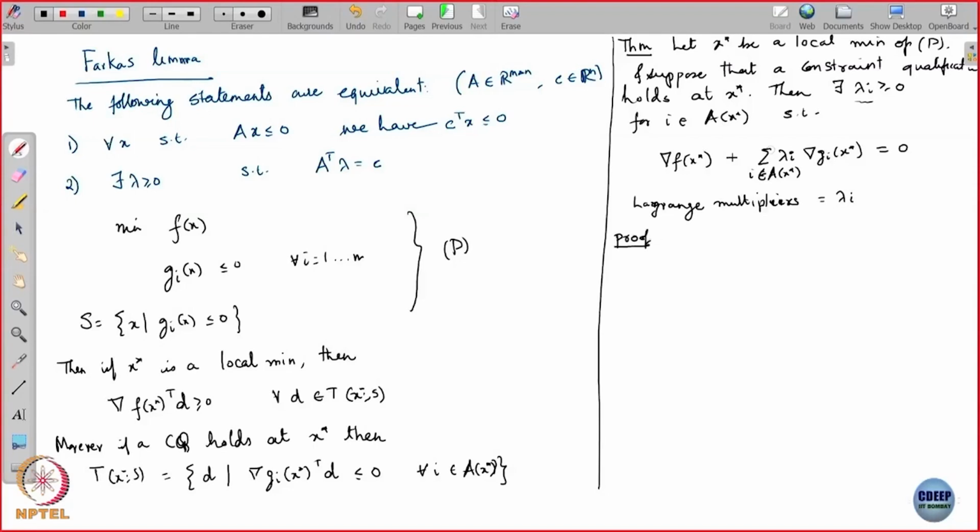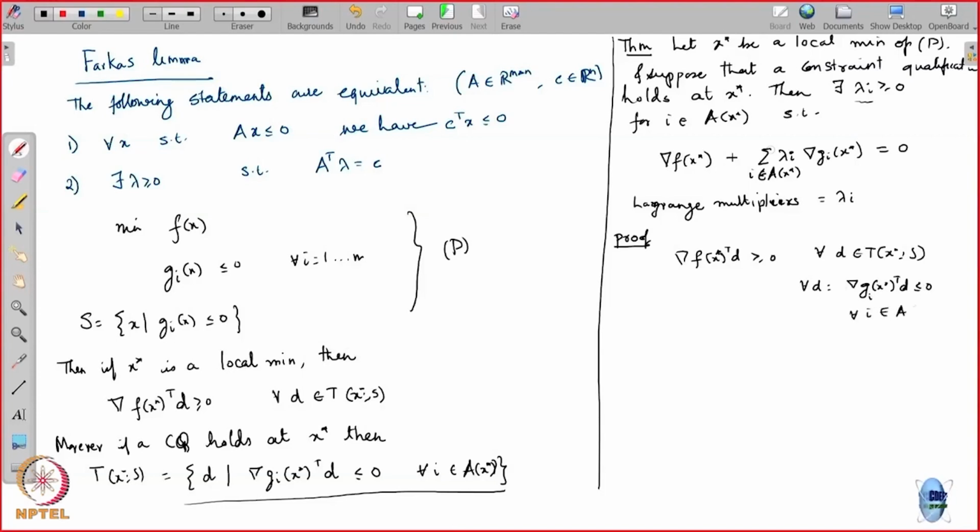So, I know that this is greater than or equal to 0 for all d in the tangent cone, and the tangent cone is given by this particular expression, which means that this is greater than or equal to 0 for all d such that gradient of g I transpose d is less than or equal to 0 for all I in A of x star.